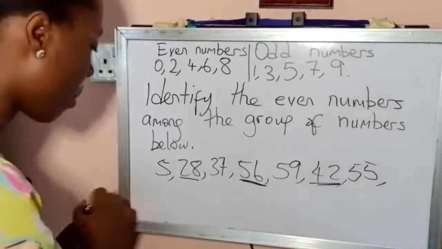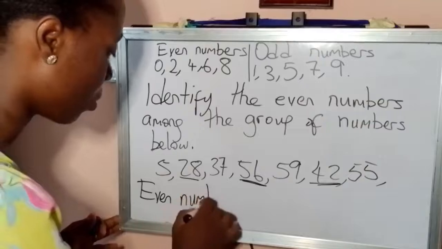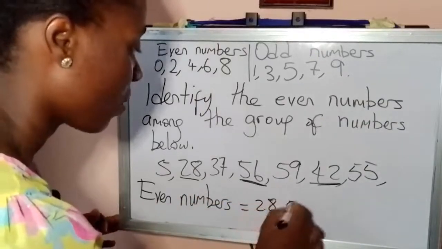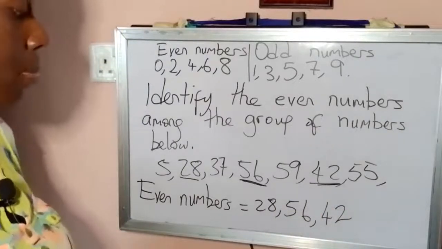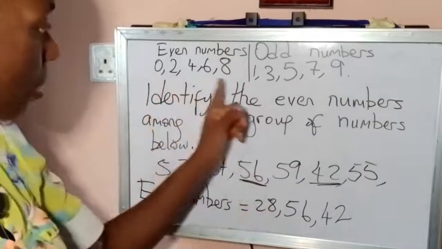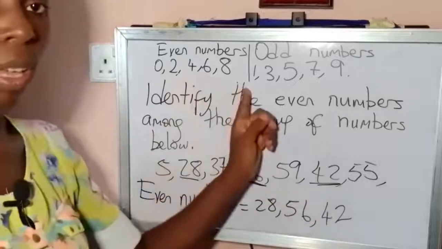55 is not. So the even numbers from this group of numbers are 28, 56, and 42. Take note that 28 ends with 8, which is an even number. 6 is also here, and 2 is also here.